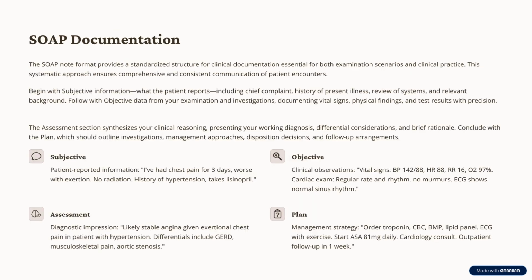SOAP notes, the language of medicine. You can think clearly, treat safely, plan wisely, but if you don't document, it didn't happen. Use the SOAP format. S, Subjective: what the patient says, history of presenting illness, symptoms, risk factors. O, Objective: what you find, vitals, physical exam, labs, imaging. A, Assessment: your working diagnosis plus 2 to 3 differentials. P, Plan: tests, medications, referrals, follow up, rehabilitation, and safety netting.